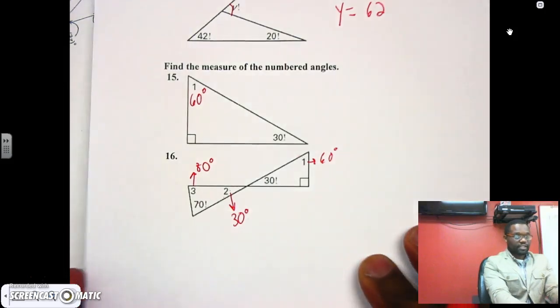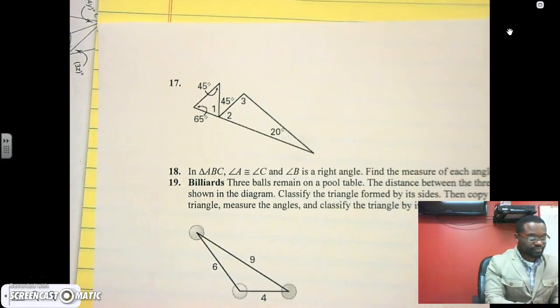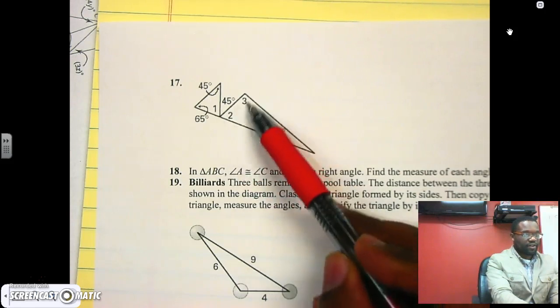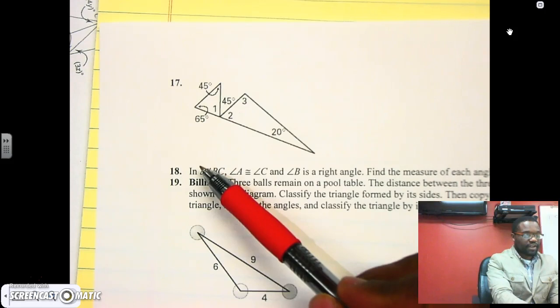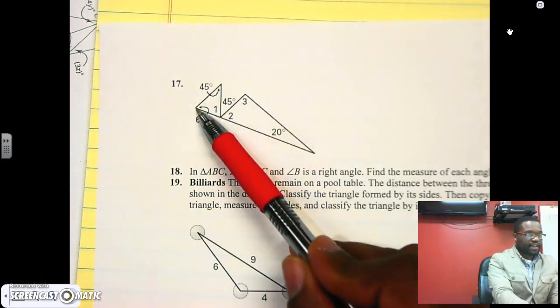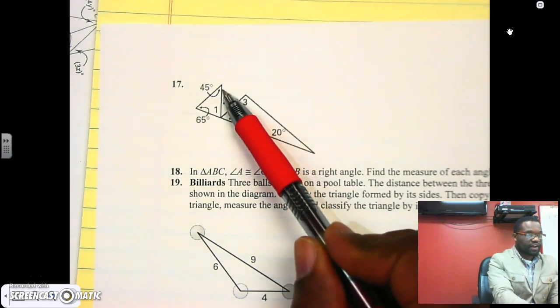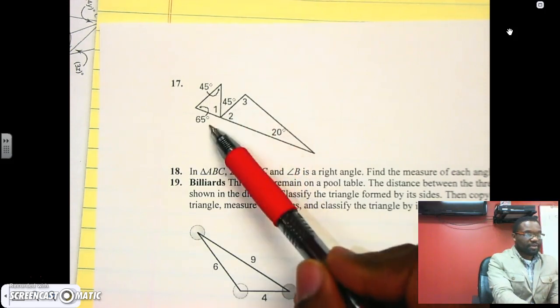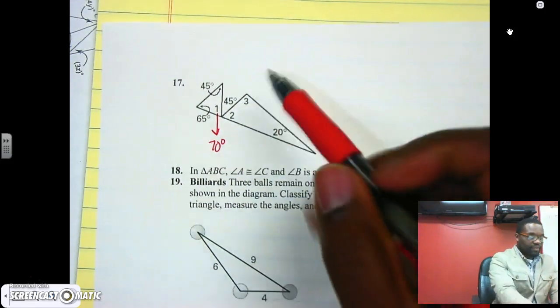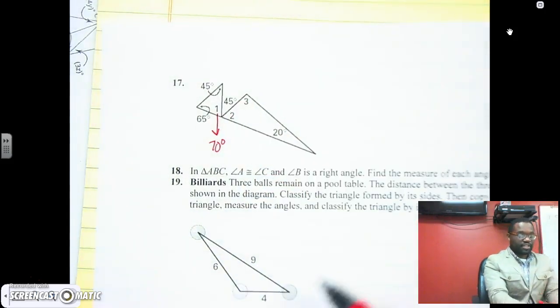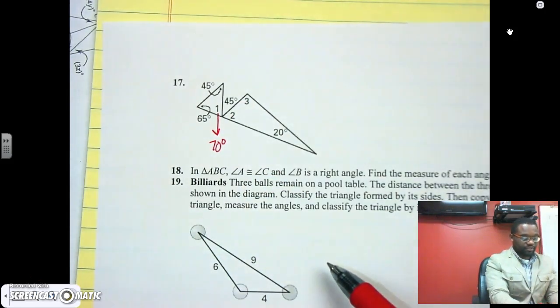All right. Looking at the time that I have left, let me see what's on the last page. All right, let's kick it up one more notch. Number 17. We want to be able to find all of these angles right here. All right. So let's see if we can figure it out. This angle is 65. This one is 45. 65 and 45 make 110, which means angle 1 is 70 degrees. Why? Because all three of these angles add up to be 180. I know that about triangles, okay?